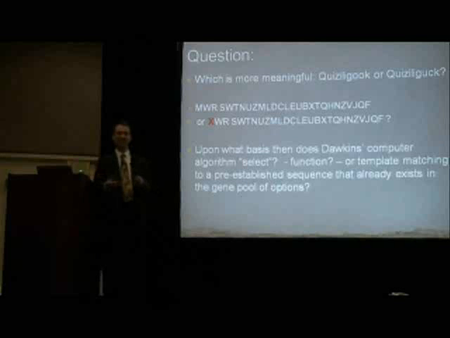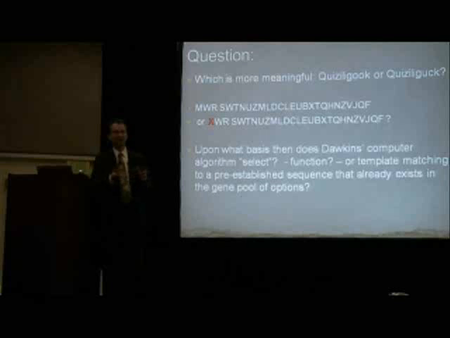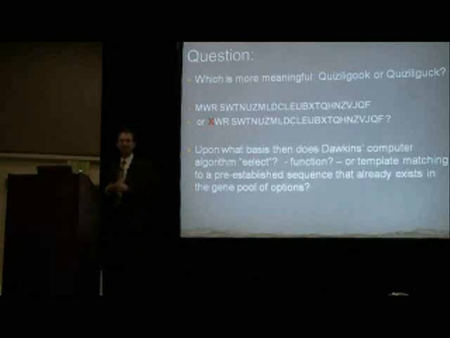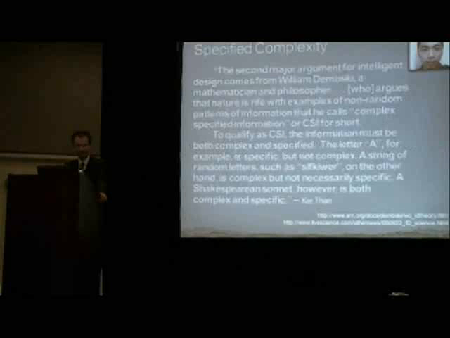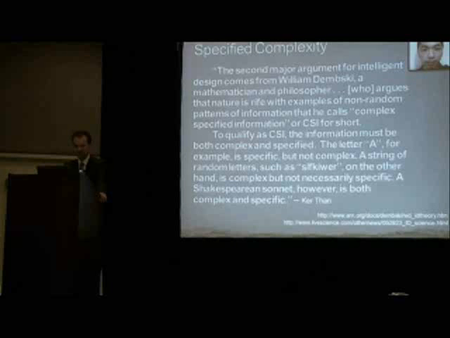He no longer is using natural selection. He's using sequence template matching, which is not able to explain the origin of a lot of types of protein-based systems that exist in living things. So, comparison to real life. Does the human language comparison actually correlate to what we see in real life? That's the question. So, specified complexity.